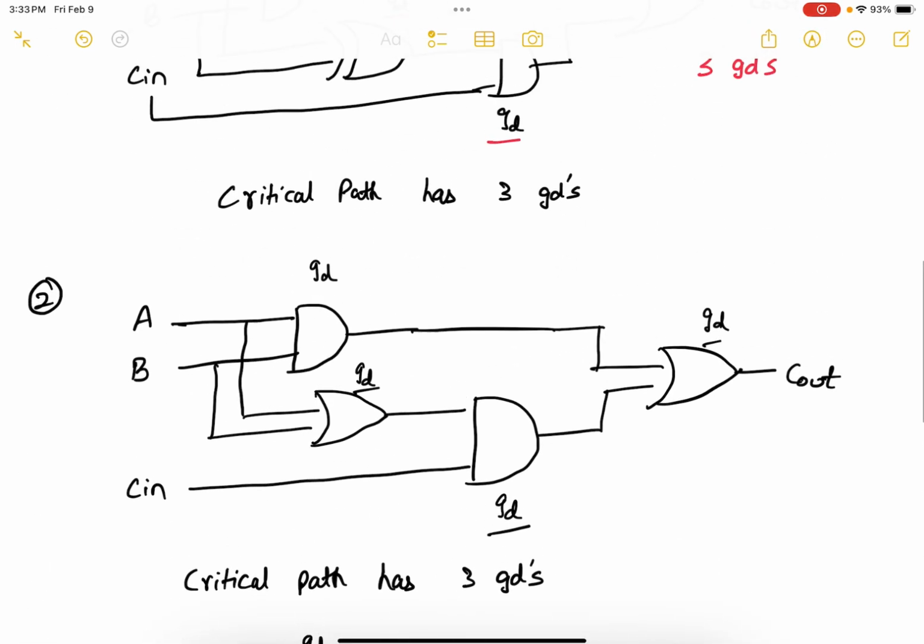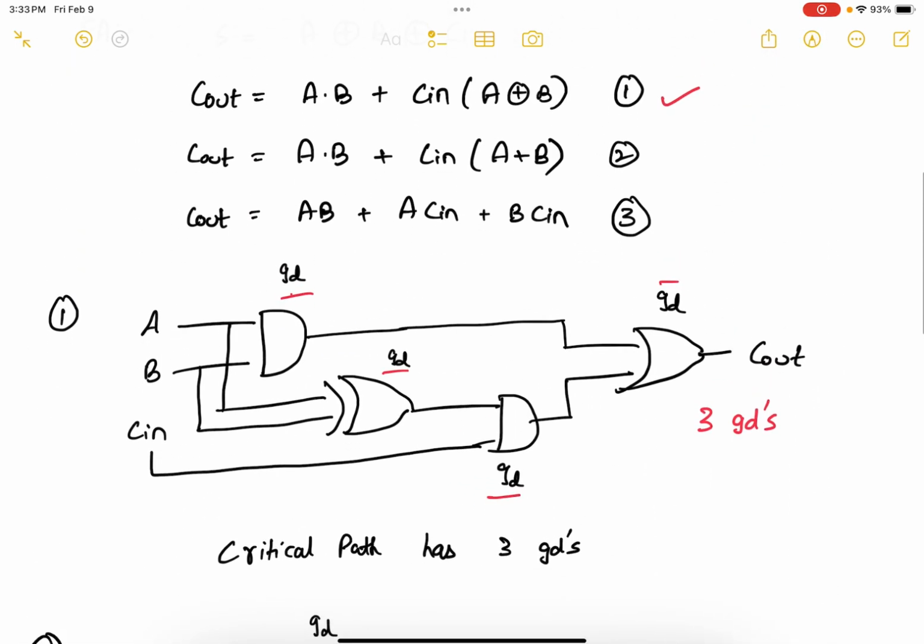Out of these three circuits or these three equations, the third equation incurs the least amount of gate delays, or it has the least critical path. Therefore, circuit number 3 is going to be the fastest.